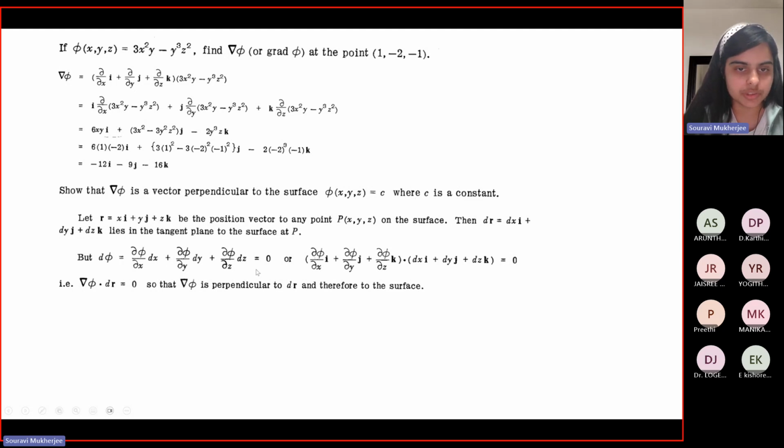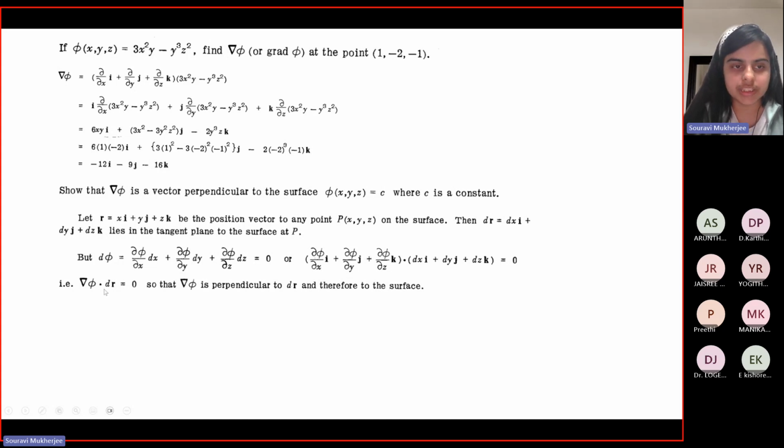So d phi should be equal to 0. And that means you can also write it in terms of a vector scalar product. How do you write it? So you take these two vectors, right? If you do a scalar product between them, you would get this. Now what is this? This is nothing but our gradient, right? This is the gradient of phi.